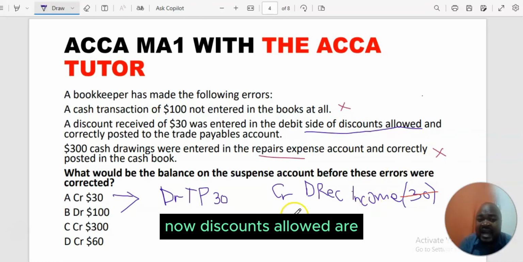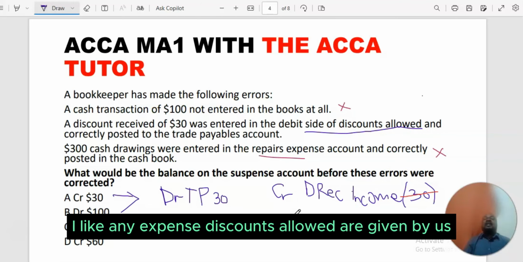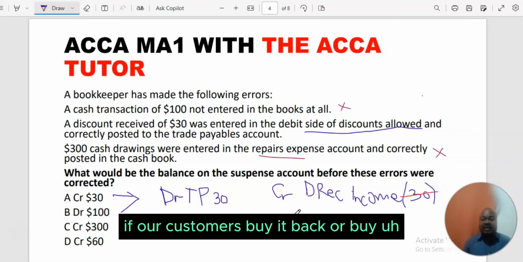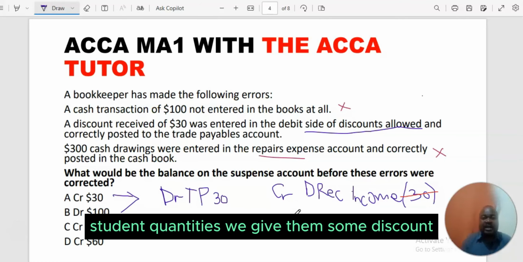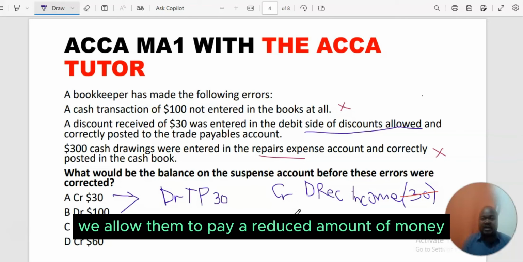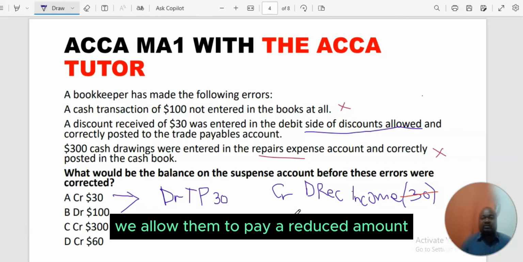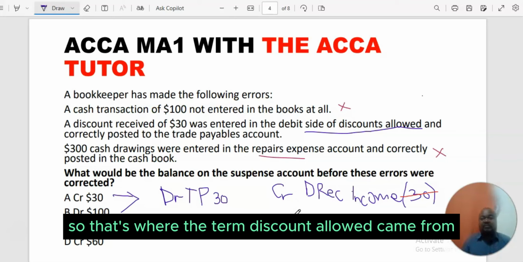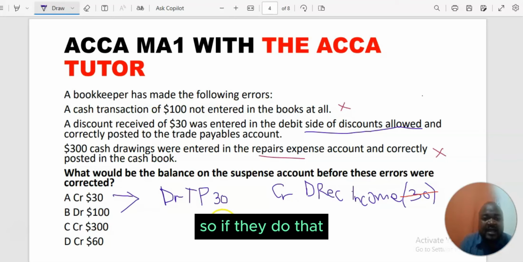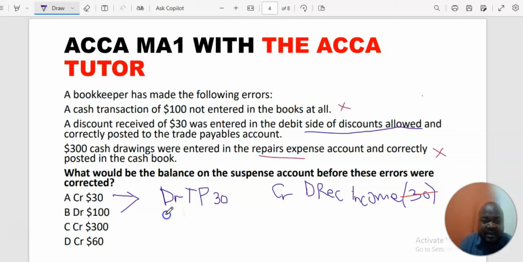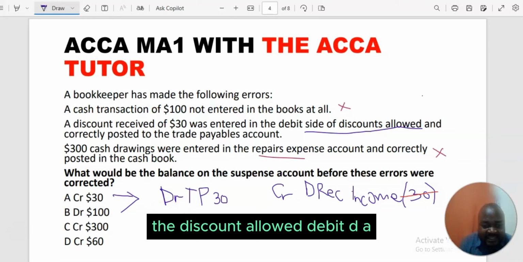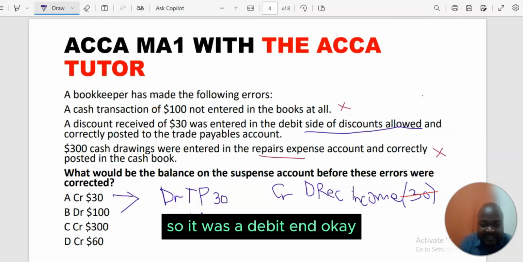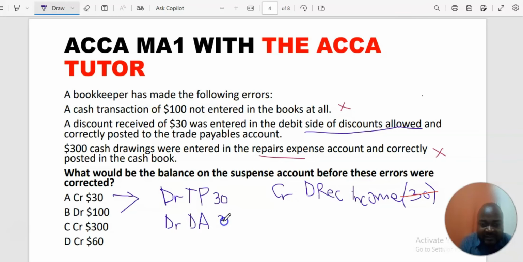Now, discounts allowed are like an expense. Discounts allowed are given by us to our customers. If our customers buy in bulk or buy certain quantities, we give them some discount. We allow them to pay a reduced amount. So that's where the term discount allowed came from. So if they do that, we debit the discount allowed, debit DA. So it was a debit entry on top of another debit entry.